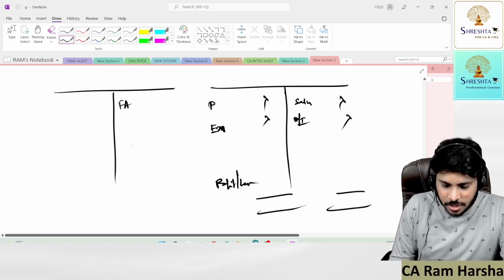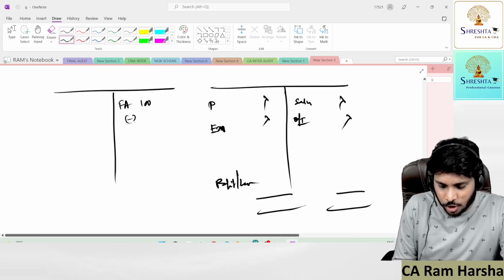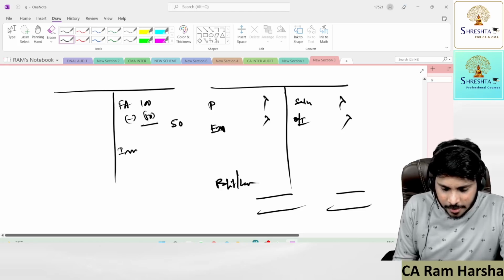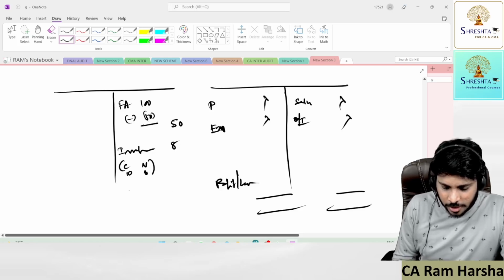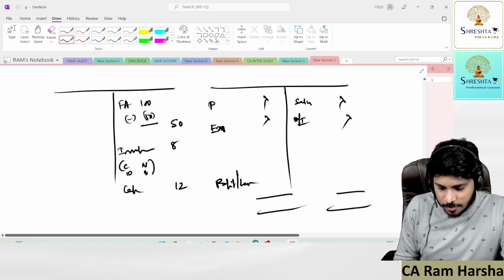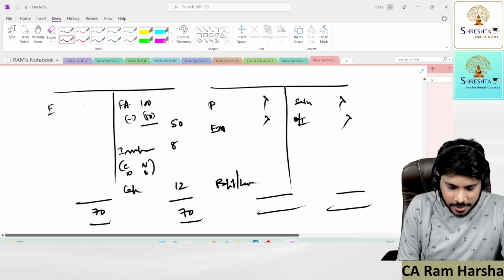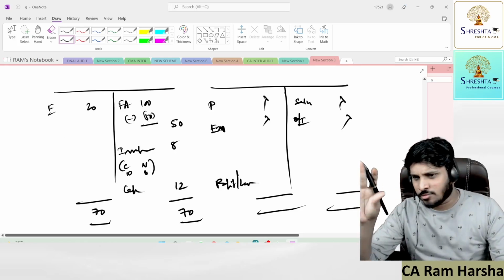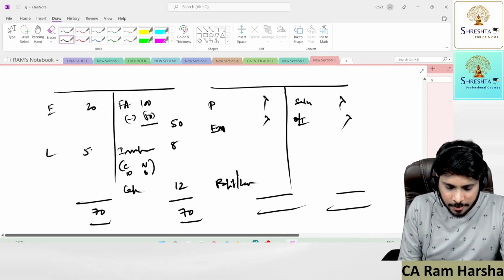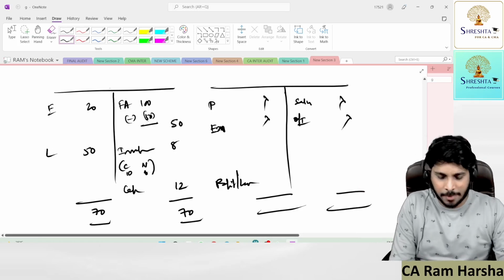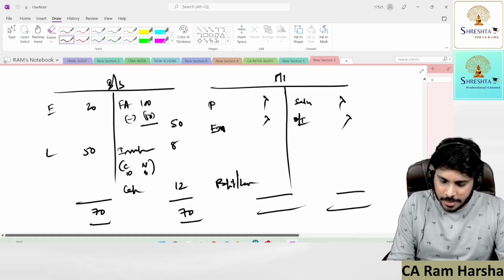I'm just using traditional format, fixed assets. How it will be there? Some 100 crore minus accumulated depreciation 50. Then you'll have 50. Then inventory. Cost is some 10. NRV is some 8. So example 8. Okay, and cash and cash equivalents approximately some 12. So total in balance sheet is 70. Equity, some capital is some 20. Owner's capital is 20. And remaining liabilities are some 50. So this is the balance sheet and this is the P&L.